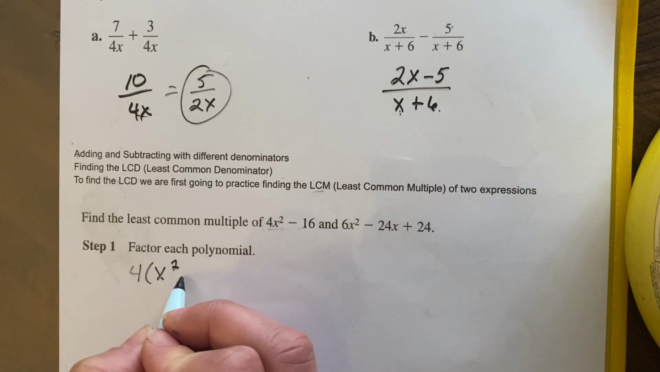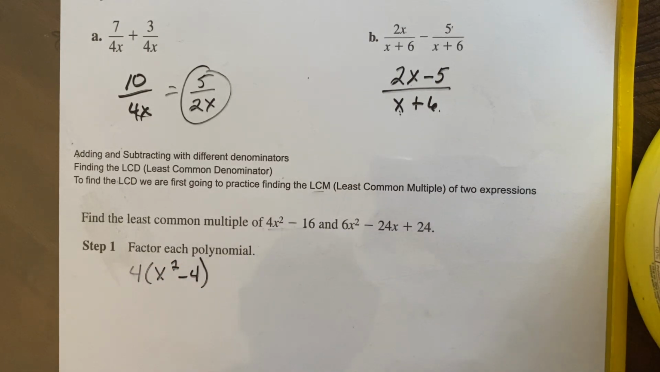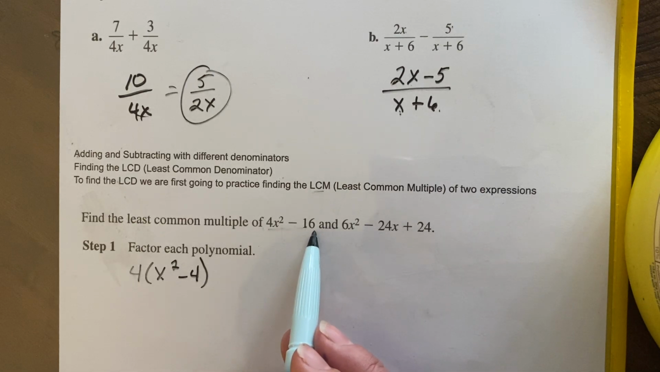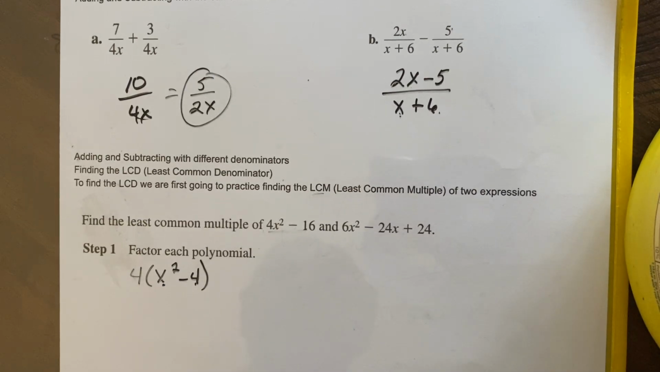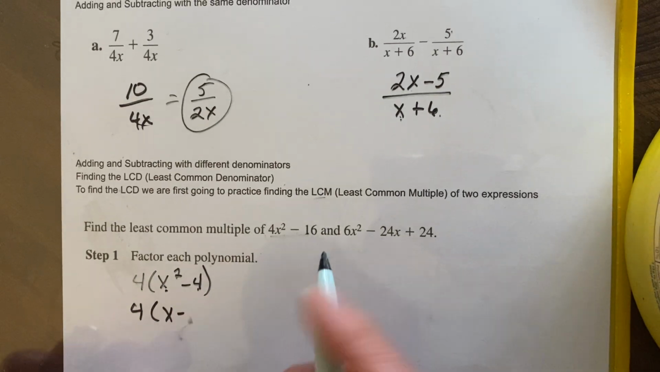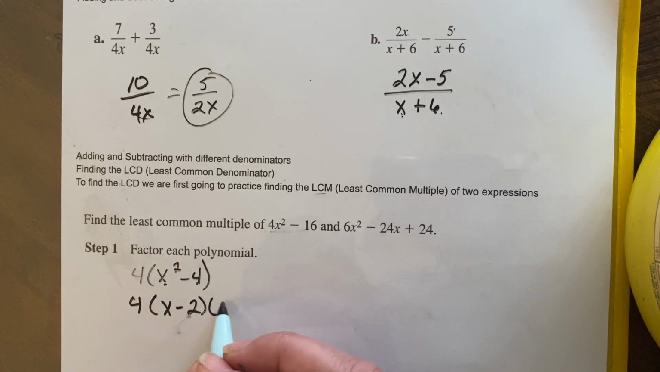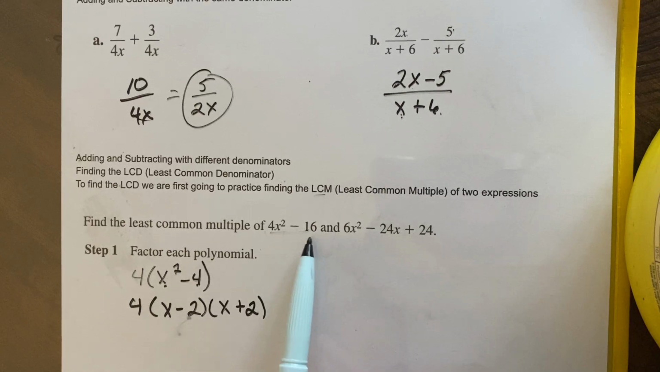You're going to get x squared minus 4 when you divide everything here by 4. Now you should notice that this is a difference of squares. So we can go one more step. Oops, I'm going to put a 4. And factor that. So that is the completely factored form of that given expression there.